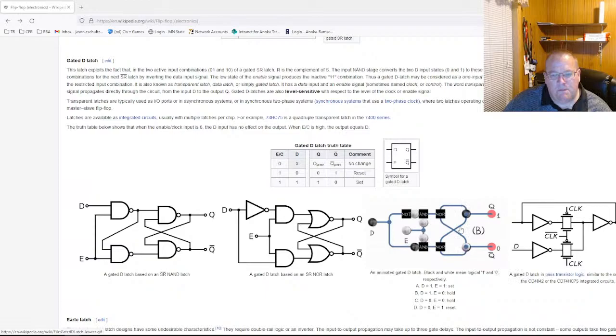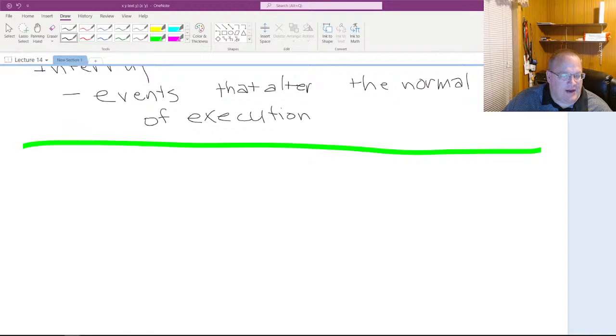All right, good. So that's a D flip-flop, and each one of those is actually in the registers. It's a lot of circuits just to keep track of one bit of information, isn't it? Yes. Everything is complicated. But it's simple because it's repetitive.